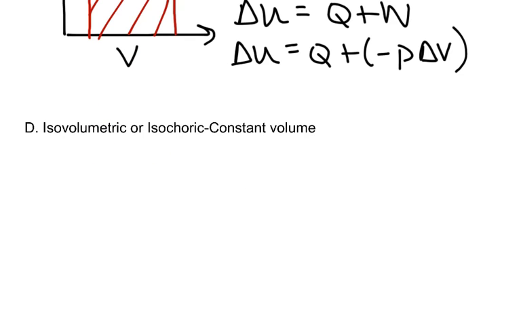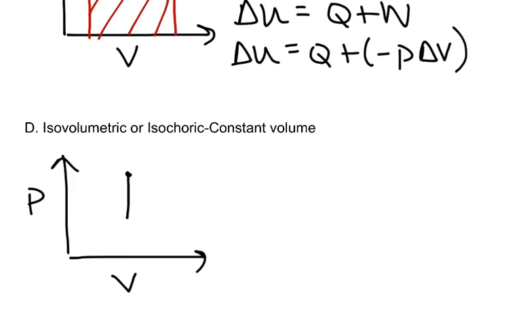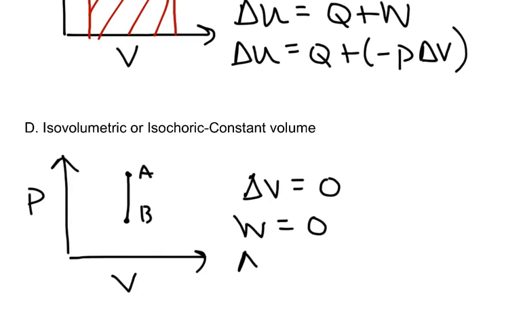The last process is an isovolumetric process, or sometimes called an isochoric process, and that is referring to a constant volume. So if we have a PV diagram showing constant volume, we have a vertical line from, say, points A to B. In this case, hopefully you can see that there is no change in volume. There's a change in pressure, but no change in volume. The volume's constant. And because there's no change in volume, then the work is equal to 0. Using the first law of thermodynamics, we can see then that delta U is equal to Q.